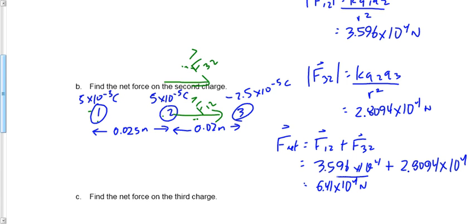And it's a positive value, which means the net force is to the right, which makes sense, right? If you have two forces acting to the right, then the net force, or the total force, has got to be to the right as well.